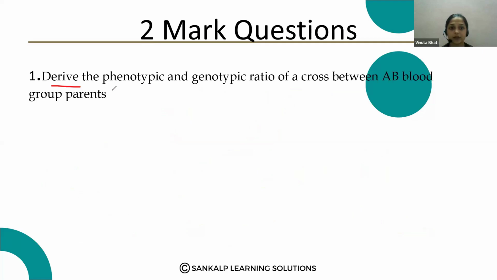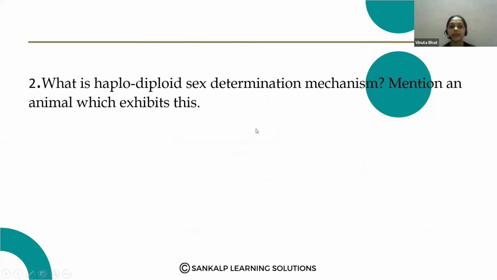Here you have to derive the phenotypic and genotypic ratio of these two parents. Next question: What is the haplodiploid sex determination mechanism? Mention an animal which exhibits this.